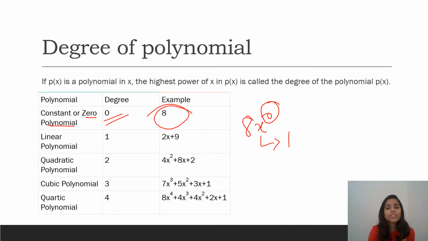Then coming to the second example, 2x plus 9. The power of x is what? 1. So it is a linear polynomial and the degree is 1.